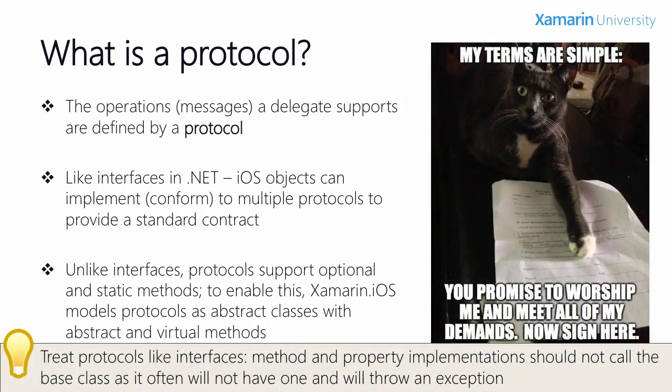Now, one thing I want to point out here is because protocols can be optional, so methods and properties can be optional in the protocol, generally speaking, when you're implementing a protocol, which means when you're implementing a delegate, you should not call the base class. And this is a little bit confusing sometimes to .NET developers because we're used to inheritance always calling the base class in order to get whatever the base behavior is. But you shouldn't do this with a protocol because the method may not exist.